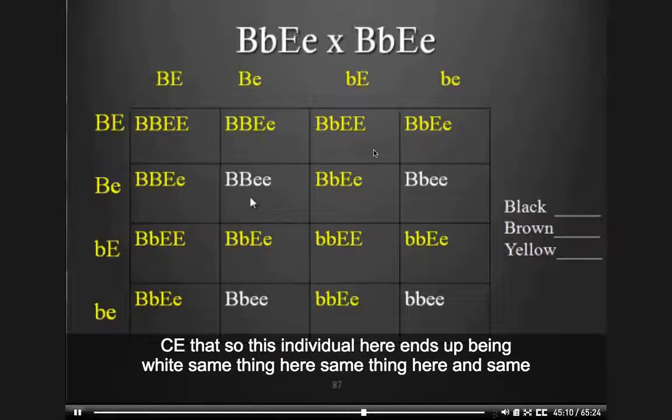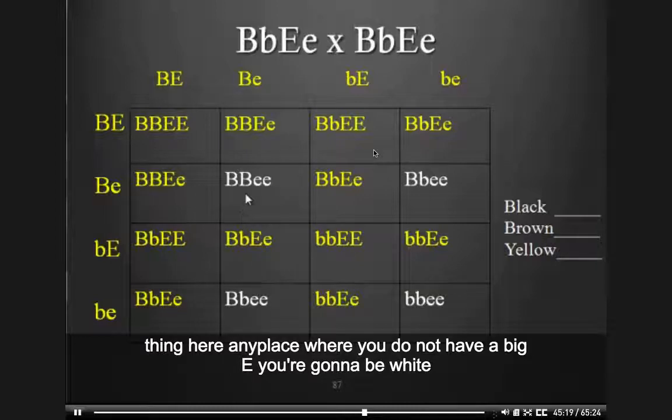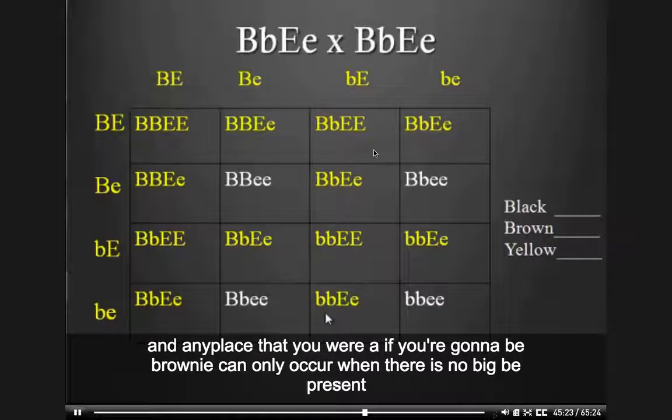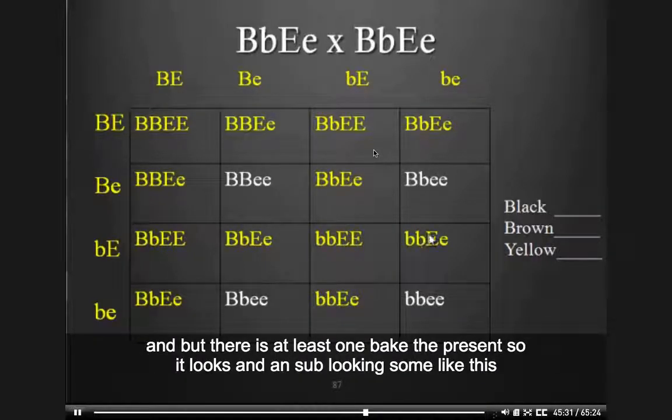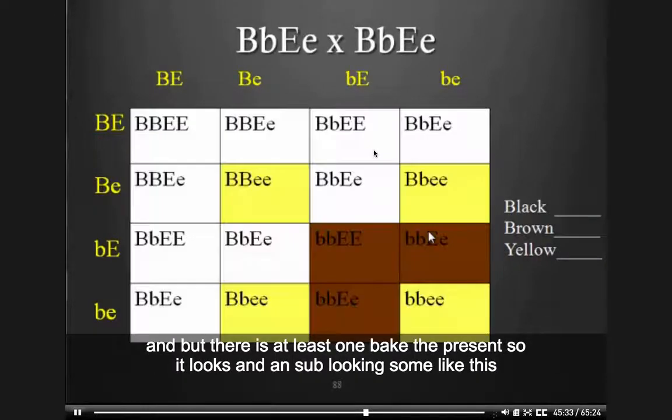See that? So this individual here ends up being white. Same thing here, same thing here, and same thing here. Any place where you do not have a big E, you're going to be white. And if you're going to be brown, it can only occur when there is no big B present, but there is at least one big E present. So it ends up looking something like this.